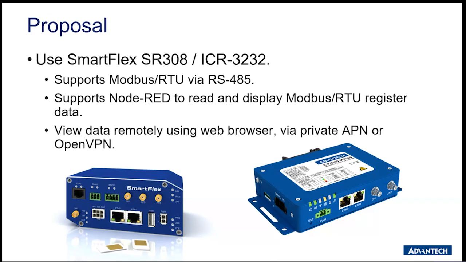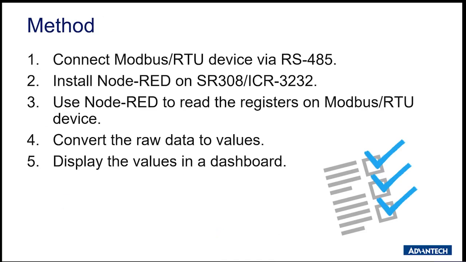So the proposal was to use the SR308 or the ICR3232 because they both support Modbus RTU via RS485. They both support Node-RED to display and read those register values. And we want to be able to view that data remotely using a web browser via a private APN or OpenVPN. So the first step we need to do was connect the Modbus device via RS485 to our router, install Node-RED, use Node-RED to read the registers, convert the raw data to values. Now that's important, and we'll go into more detail as it goes on. And then we display those values in the dashboards for a quick and easy look.